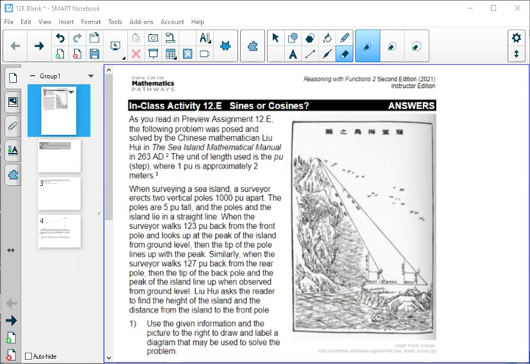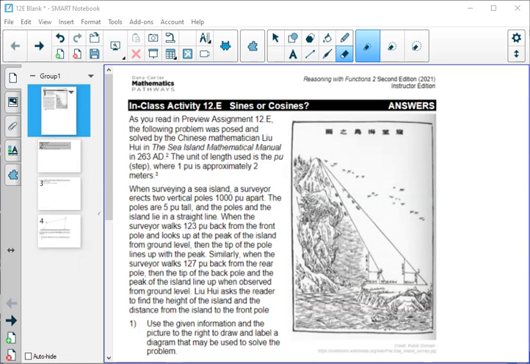In class activity 12E, sines or cosines. As you read in previous assignment 12E, the following problem was posed and solved by the Chinese mathematician Liu Hui in the Sea Island Mathematical Manual in 263 AD. The unit of length used is the pew, where 1 pew is approximately 2 meters.